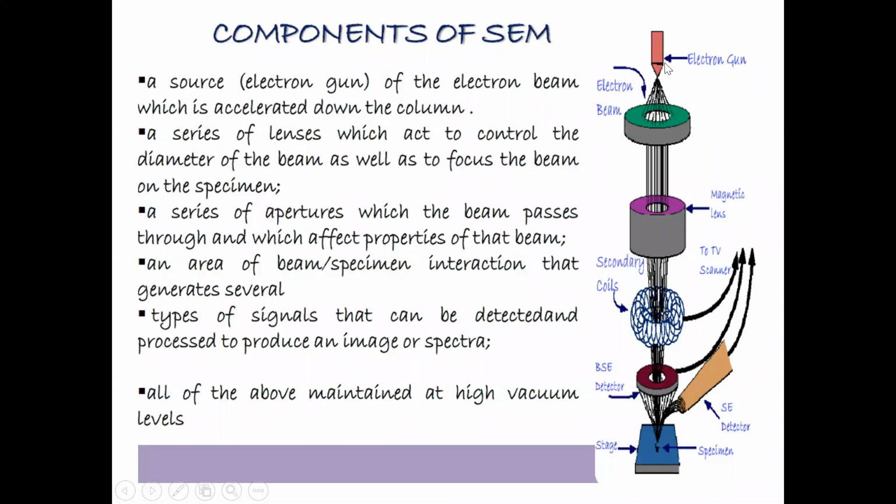electron beam. From this electron gun, your electrons come out. This is a simple path. These are the two arrangements or two lenses over here, and these are the magnetic lenses.